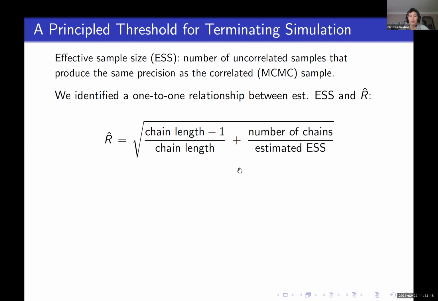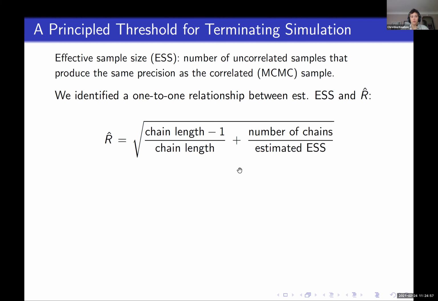Okay, so now we have talked about stabilizing the variance estimation, and the second thing that we worked on was improving the threshold for terminating a simulation, because we saw that using R hat less than 1.1 was maybe not the best thing. We think that we can improve that. The way that we improved it is we looked at effective sample size. Effective sample size, if you need a refresher, is just the number of uncorrelated samples that produce the same precision as the correlated or MCMC sample.